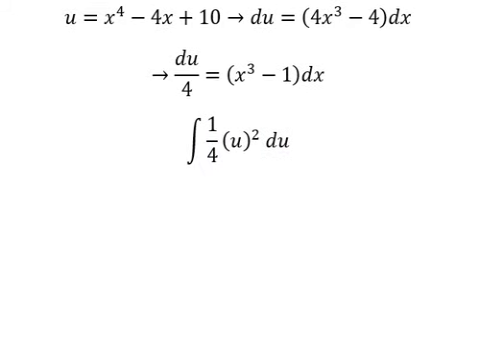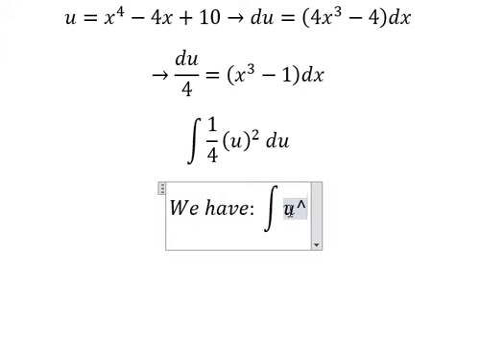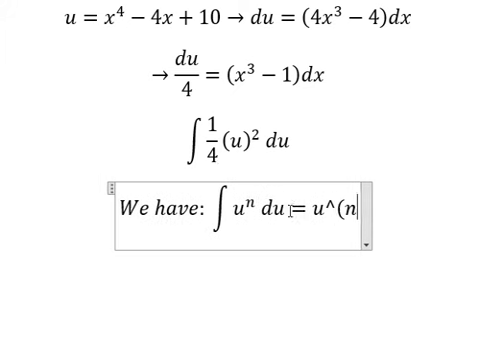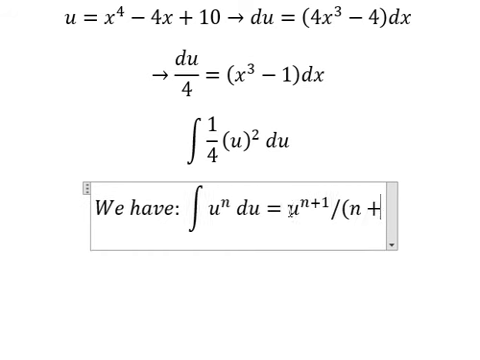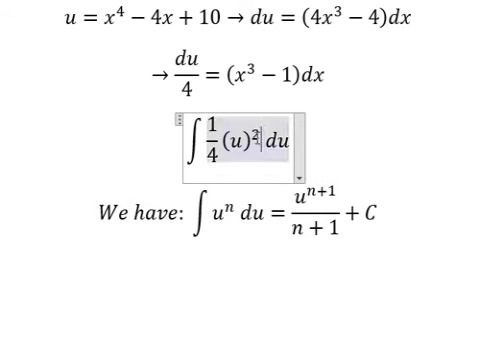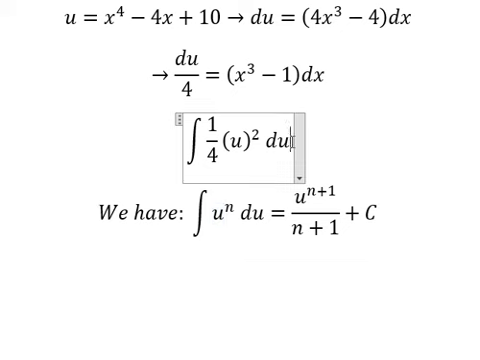Next, we have the formula in here. The integration of u to the power of n du. We have u to the power of n plus 1 over n plus 1, and I will put c. Now we put number 2 in here, so 2 plus 1 we have number 3.